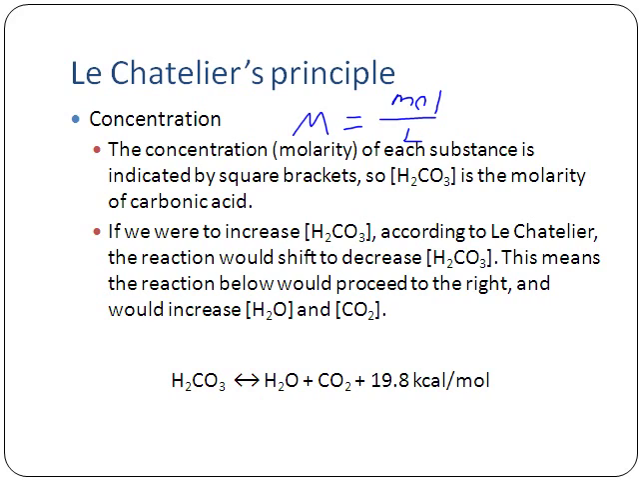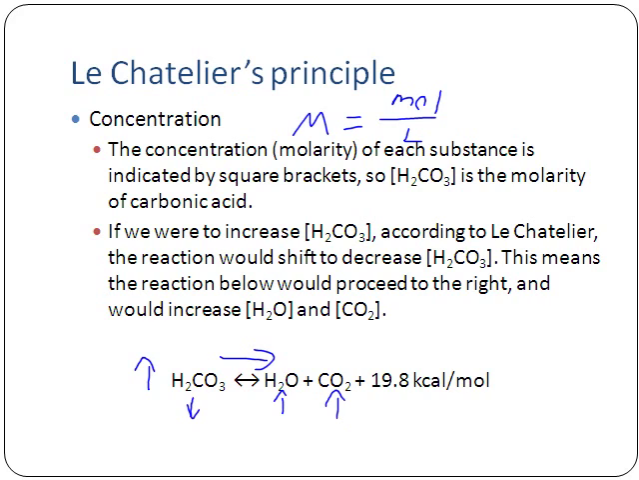So let's say if we were to increase H2CO3, that concentration, according to Le Chatelier, the reaction would shift to decrease H2CO3. This means the reaction below would proceed to the right and would increase H2O and CO2. So we make H2CO3 get bigger. And so what is this reaction going to do? It wants to make H2CO3 get smaller. And so to make it get smaller, this reaction is going to proceed in the rightward direction, to make your concentrations of H2O go up, your concentrations of CO2 go up, and your concentration of H2CO3 go down.